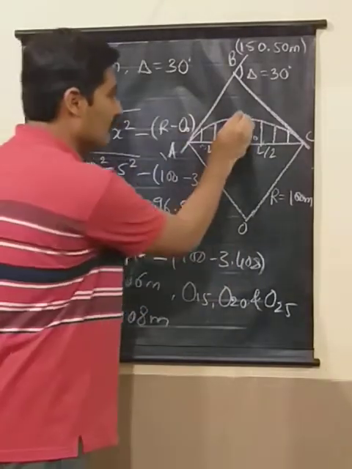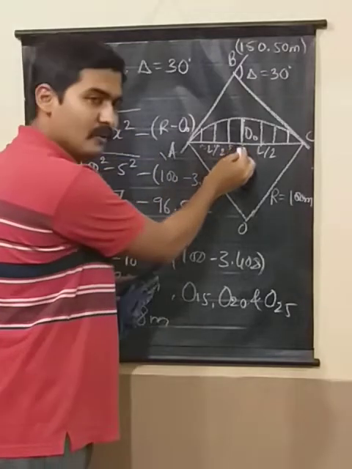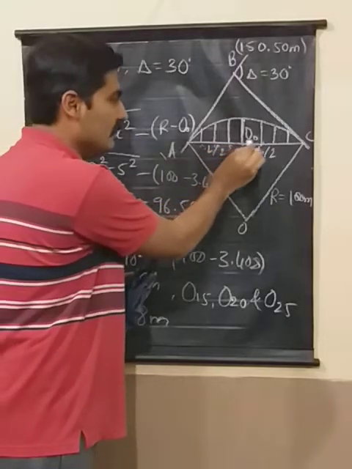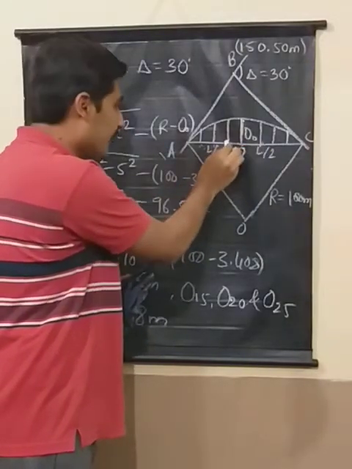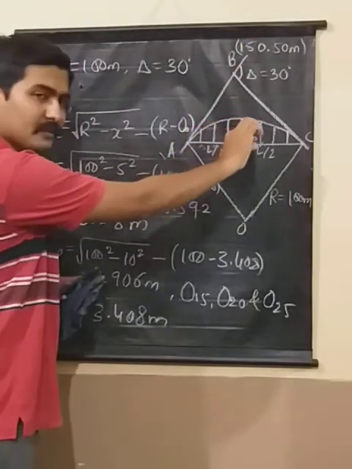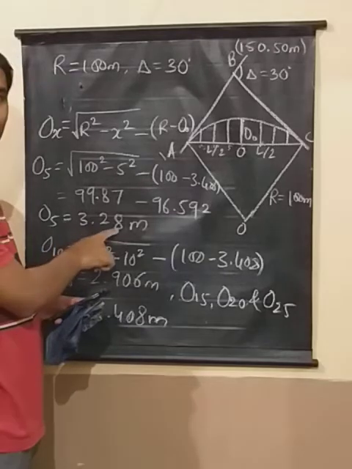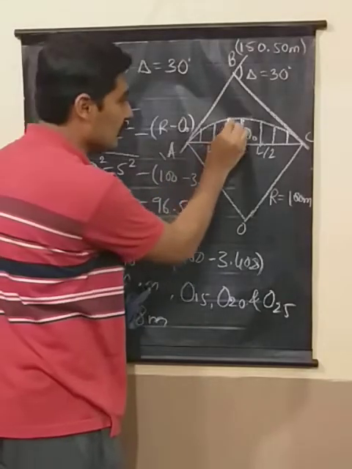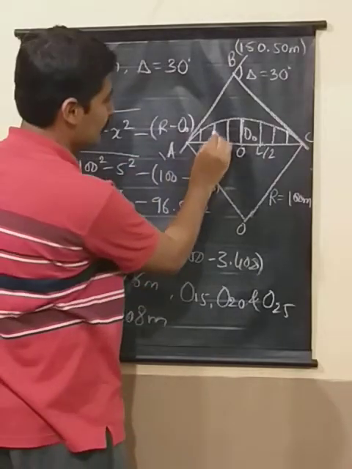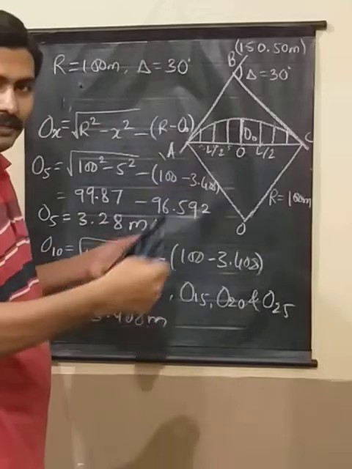Measure that and mark a point on the perpendicular, right? Now on the same long chord, from this point measure 5 meters on this side and 5 meters on this side, then have a perpendicular there. Those perpendiculars must have the height equal to 3.28, because O5 is 3.28. Mark those points. Then at 10 meters, these heights must be 2.906. In a similar way, go on completing this.